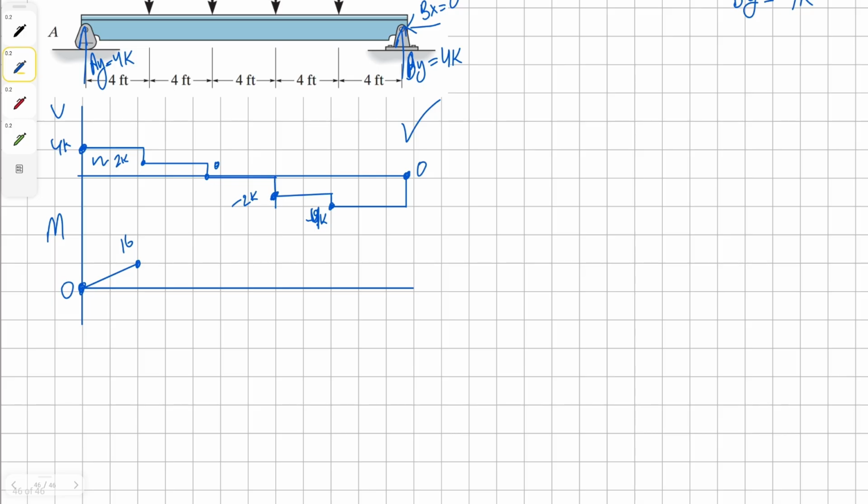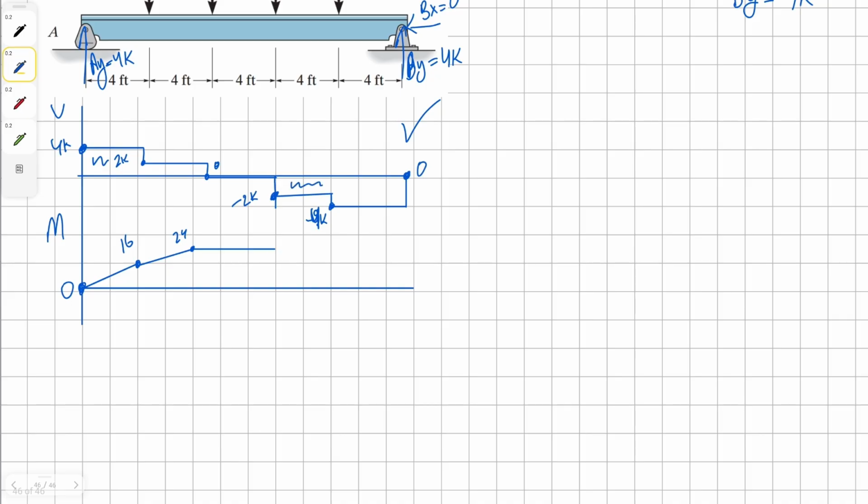So that's going to be 2 times 4, which is 8. So 8 plus 16 is 24. So we're going to go up to 24 straight. And then nothing's going to happen. Going to go straight for 4 feet. And then we're going to start to come down.